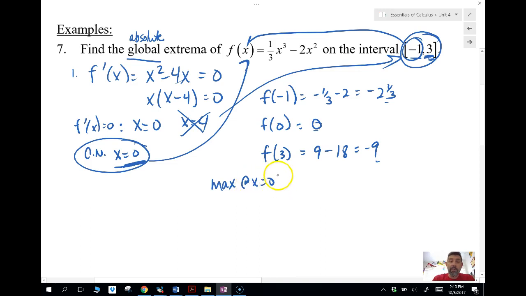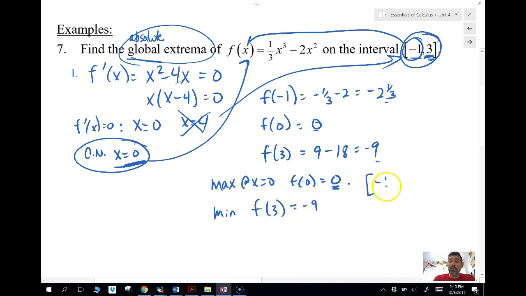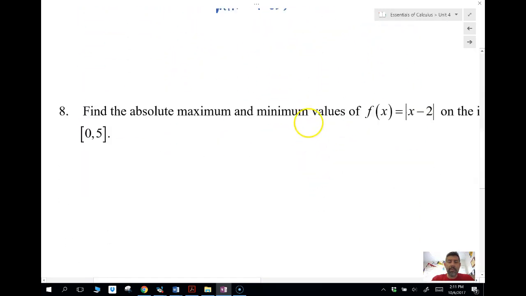So our maximum, our global extrema, would be f of 0 equals 0. And our min is going to be f of 3, because that's going to give me -9, at least on the interval from -1 to 3. Okay, so hopefully that makes sense. Again, we're going to take it step by step. We're going to find our critical numbers, and then we're going to use our critical numbers to find which ones are our absolute max and min.